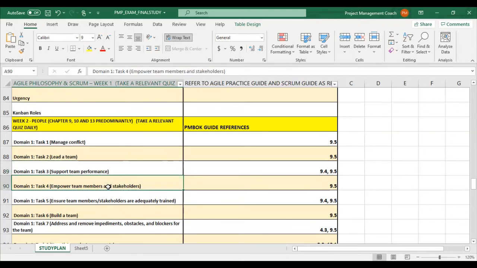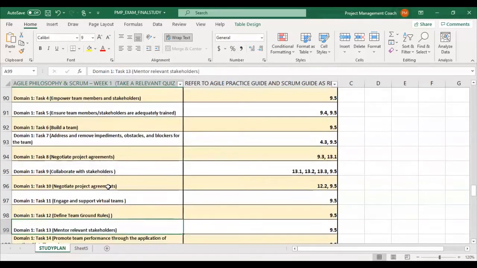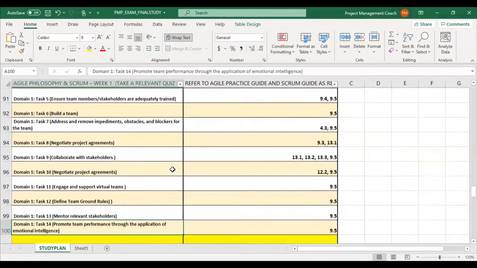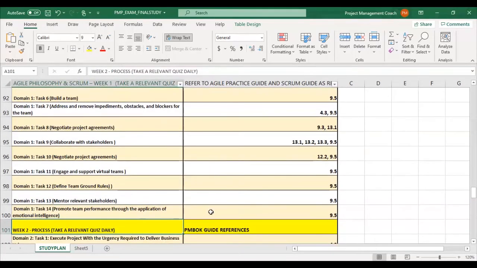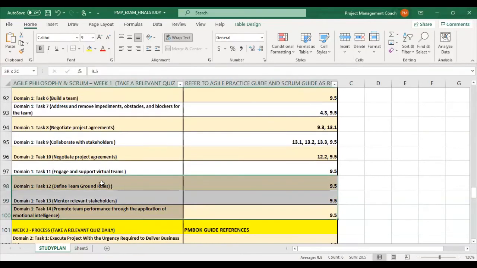Still in that theme, task 4, task 5, task 6, task 7, 9.5 is all relevant for these. 9.4 is also relevant for a number of them, as you can see. So predominantly chapter 9 for those first 7 tasks. Going into task 8, still chapter 9 and chapter 13. And honestly, you will see the same theme across the board. 9.5, develop team, comes up so much.